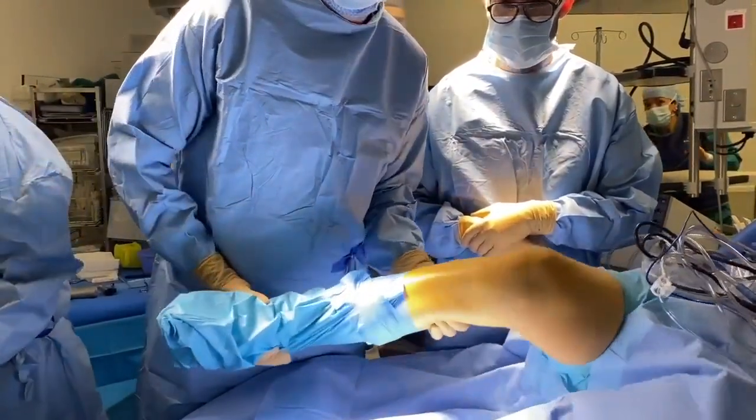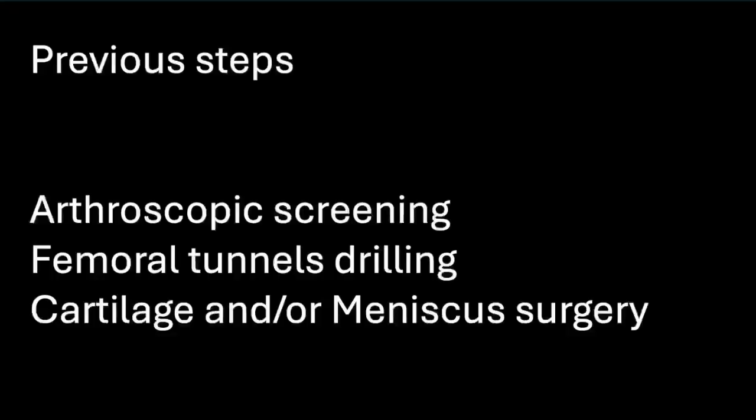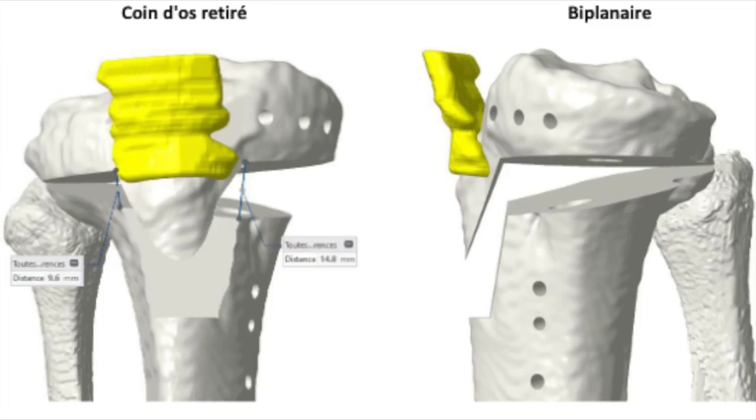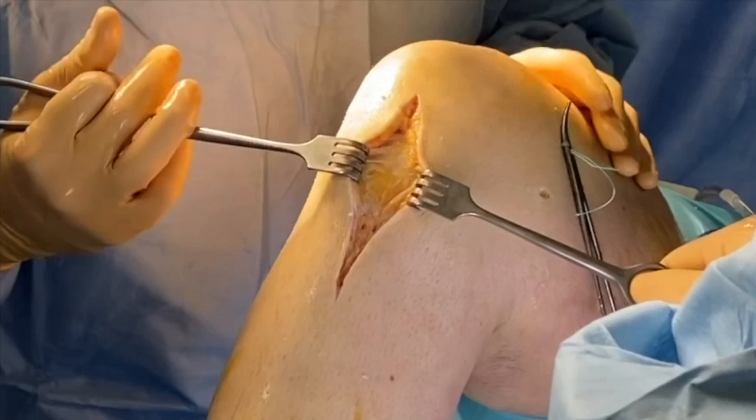We only show you the osteotomy performed. The previous steps that were done are arthroscopic screening of the knee, femoral tunnels, cartilage and meniscus surgery. We're going to do an anterior closing wedge, creating both an anterior closing behind the tibial tuberosity and a medial closing to correct the valgus.